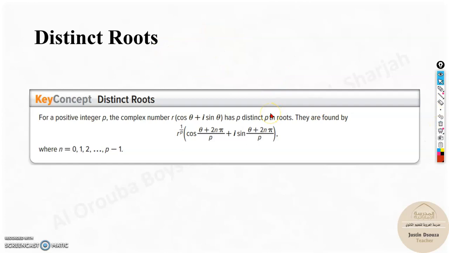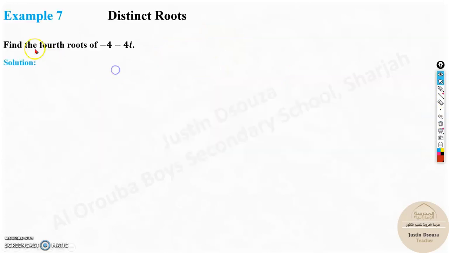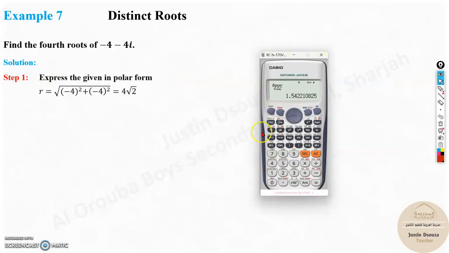Now let us look into a problem. It'll be much clearer. Find the fourth roots of -4 minus 4i. This is very interesting because a and b are the same value but they are negative. So when you find the angle, you must remember you need to add pi, and r is very simple. We have done this. Let's quickly do it. R value over here, sorry. Square root of a squared plus b squared: -4 the whole square plus again -4 the whole square. The answer is 4 root 2.